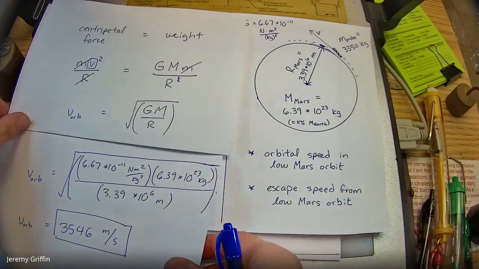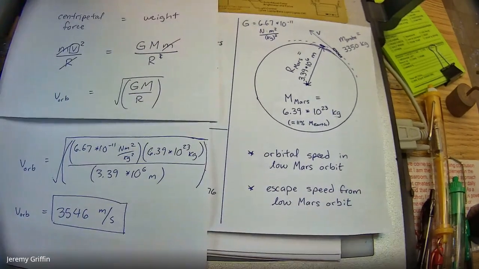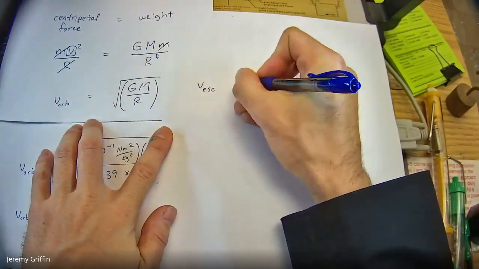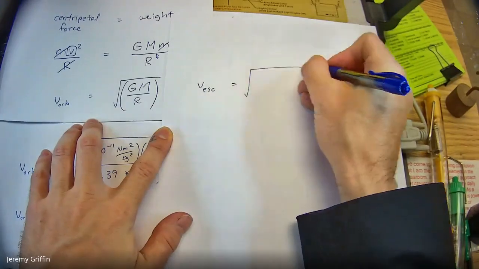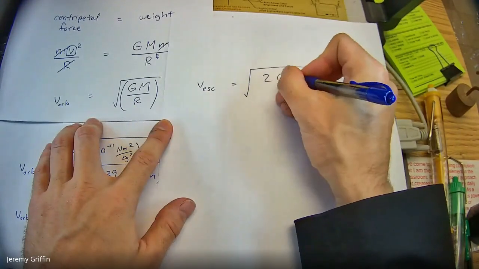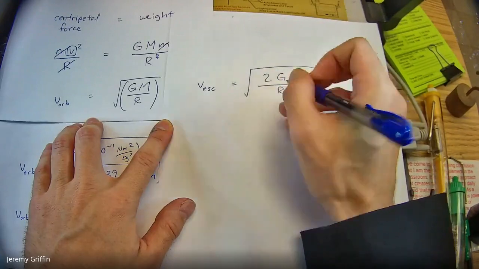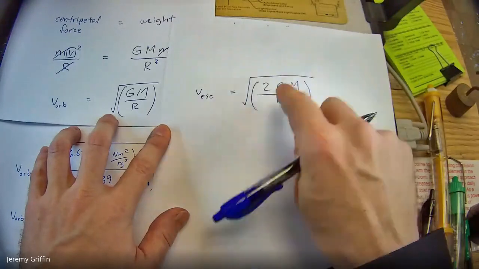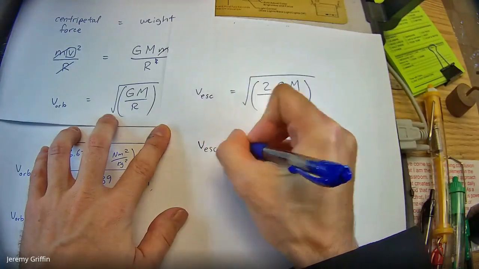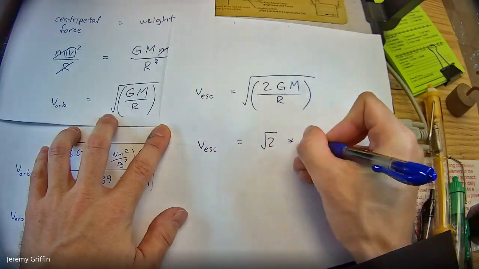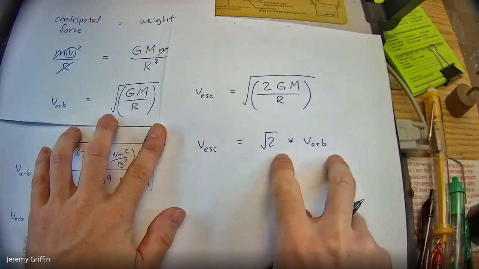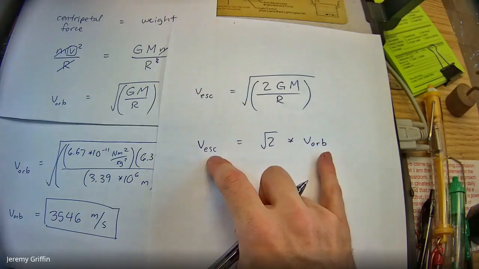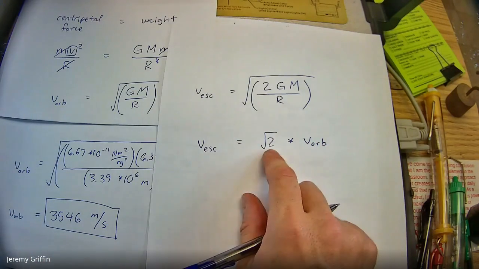This is good review too. You guys remember how we derived escape speed from conservation of energy. It looks very similar to orbital speed. The only difference is I slipped a 2 underneath the square root. Escape speed and orbital speed look pretty similar, just there's a 2 right here. So doesn't that mean that escape speed would be the square root of 2 times the orbital speed, just as a general rule? Now if you have one of these, you can very quickly get the other. They're only different by a factor of square root of 2.